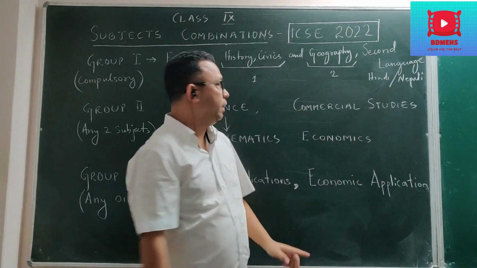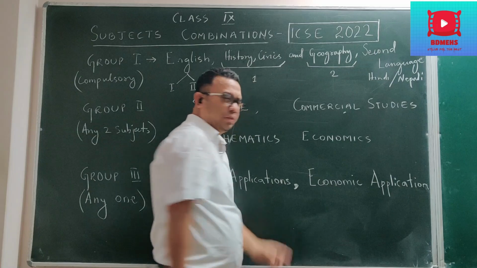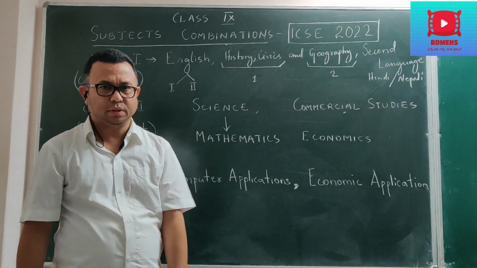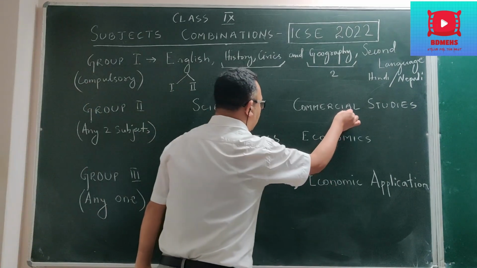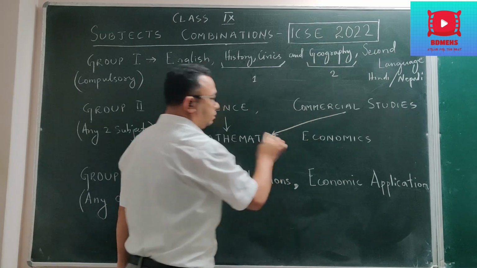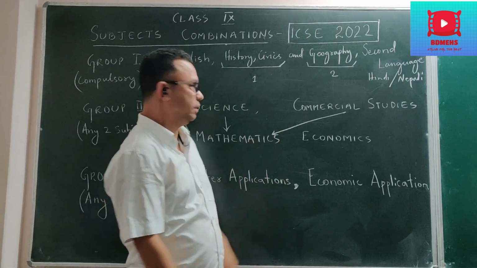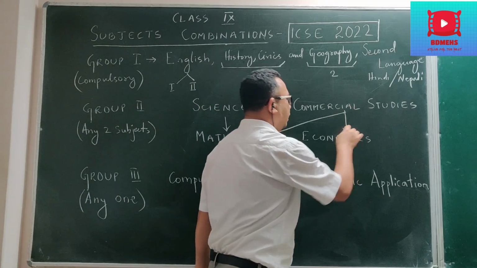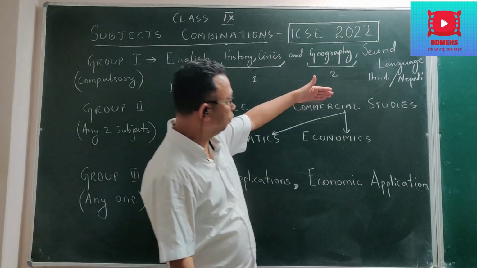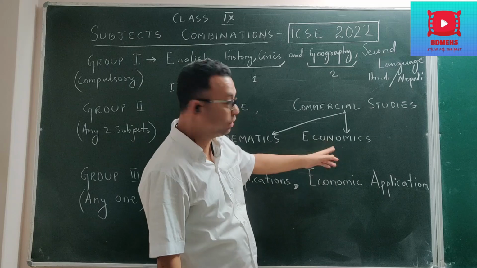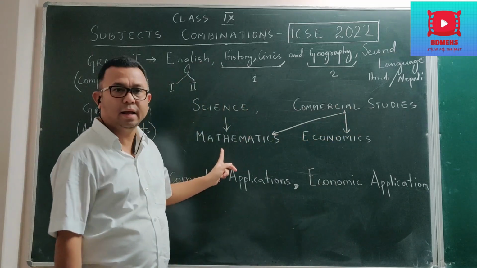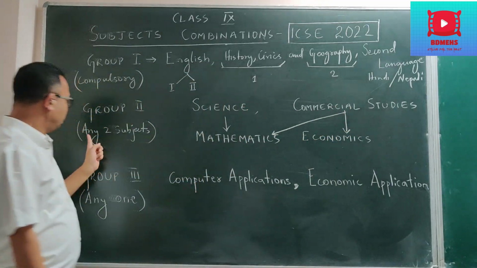And if you are categorized as a commerce student, then you have to take commercial studies. And if you have taken commercial studies, you have to take one more subject, and you have the option to take either maths, or if you don't like maths, if you don't want to take maths, you have the option to take economics also. That means you can go for commercial studies and economics, or commercial studies and maths. So don't forget, 2 subjects.